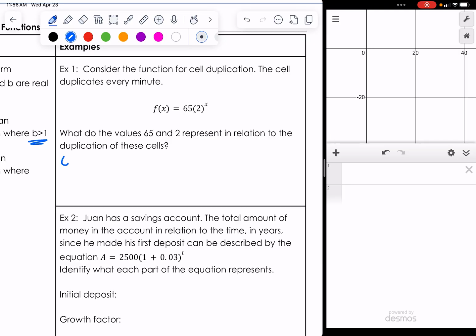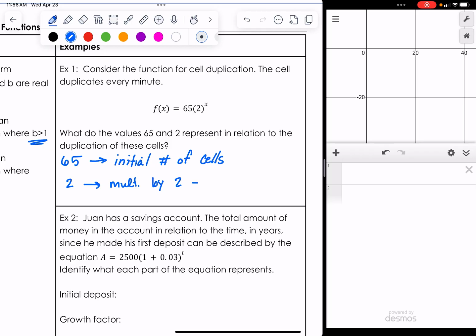So we just talked about this. The number out in front is our initial value, so this is the initial number of cells. And the 2 is our factor, so we are multiplying by 2 every minute.